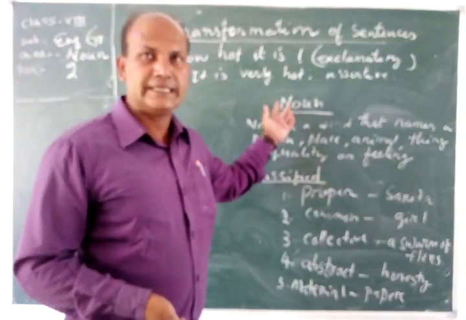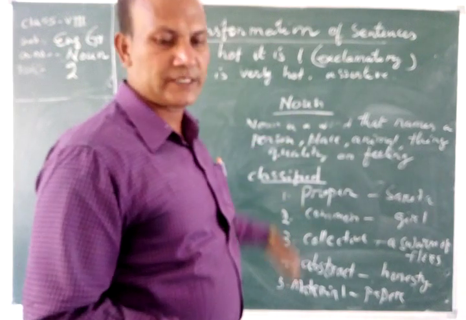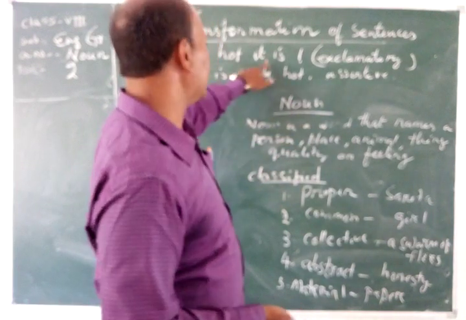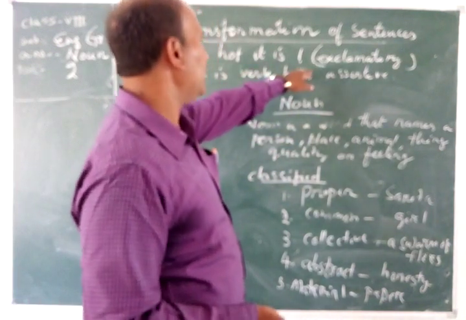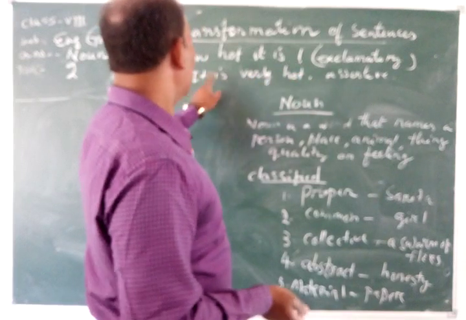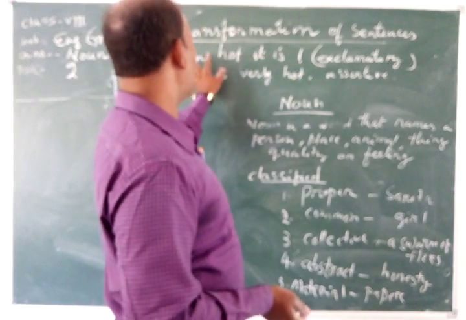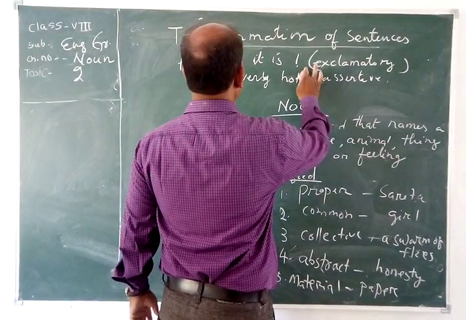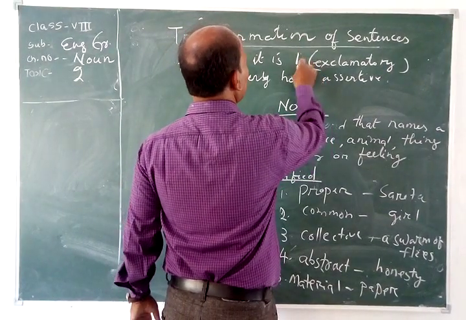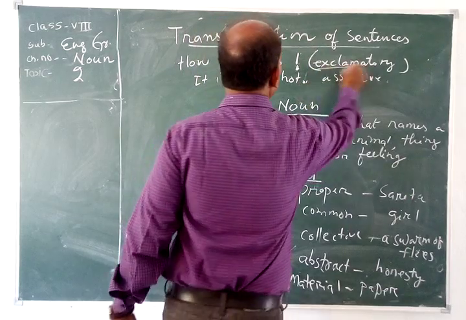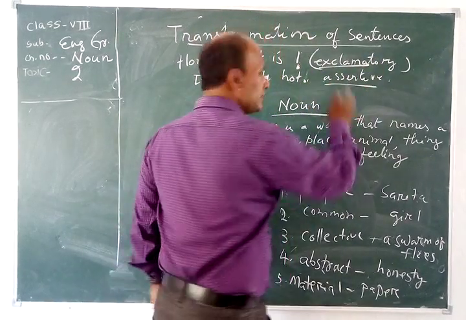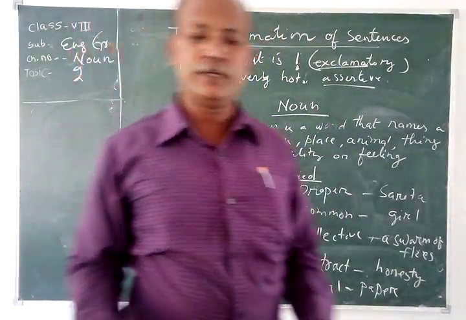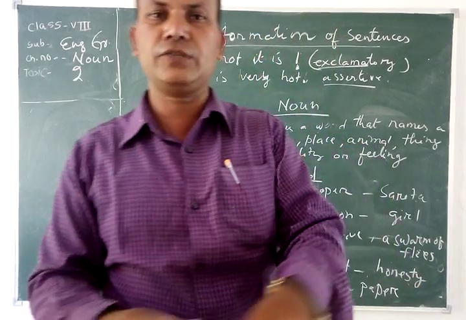A sentence in different moods can also be changed. For example, an exclamatory sentence can be changed into an assertive or positive one. The assertive comes first, then "How hot it is" becomes normal, and the exclamatory sign is removed. So exclamatory can be changed into assertive. You can practice it. Okay students, these are the things I had to say.